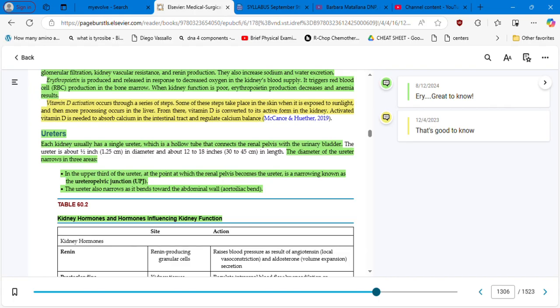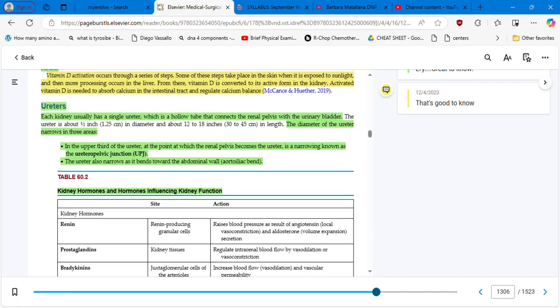The vitamin D we take through supplements and sunlight is in the inactive form. We need to remember the kidney is going to transform this into the activated form of vitamin D. And this form is needed to absorb calcium in the intestinal tract and regulate calcium balance. So without a good amount of activated vitamin D, calcium is not going to be absorbed in the intestinal tract and calcium balance is not regulated.